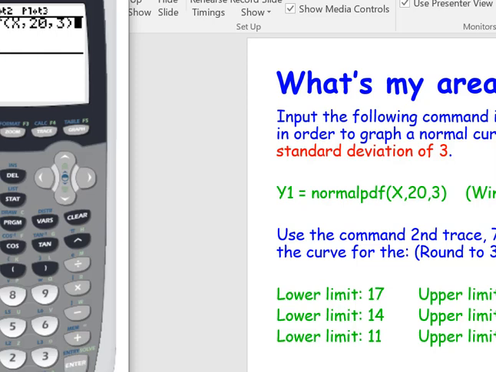We're going to set our window, X is going to go from 10 to 30. It doesn't specify a scale, so we're not going to worry about that. I'll put it at 2. Y is going to go from 0 to 0.2. Our Y scale, we'll put it at 0.05 for now. And let's graph. Let's trace it. So you can see it's going to trace out that bell curve, or our normal curve.